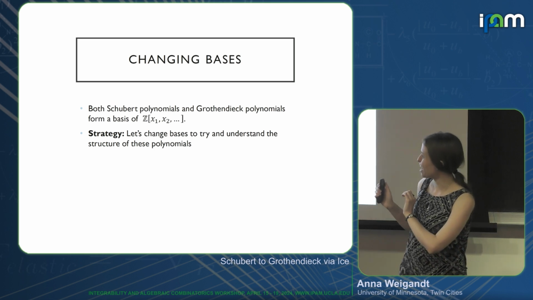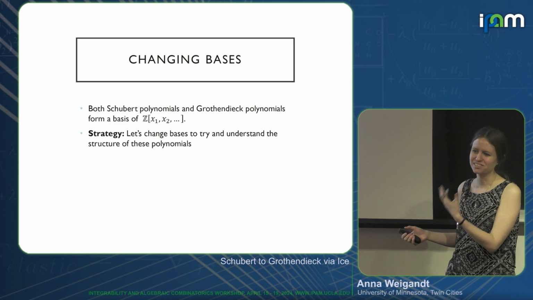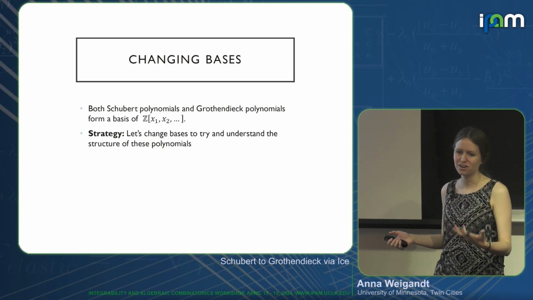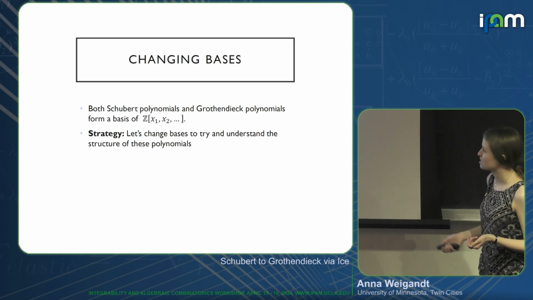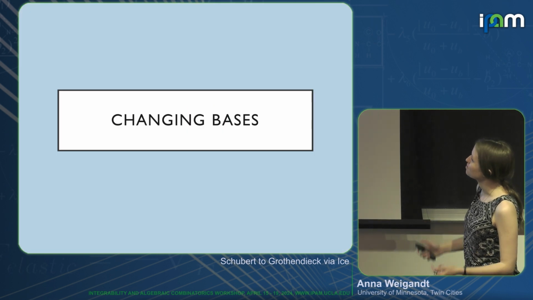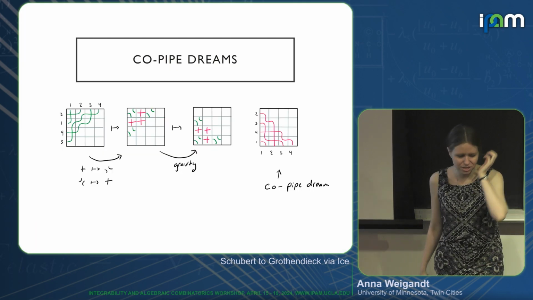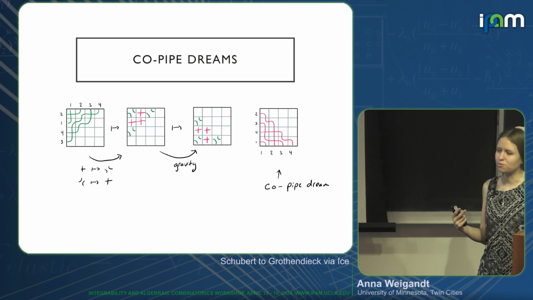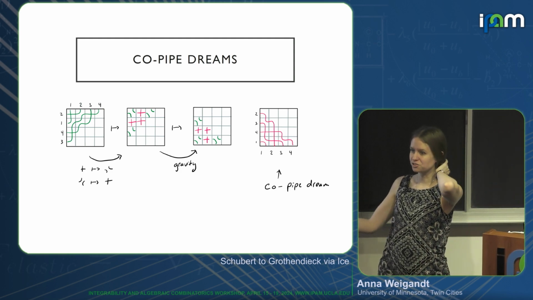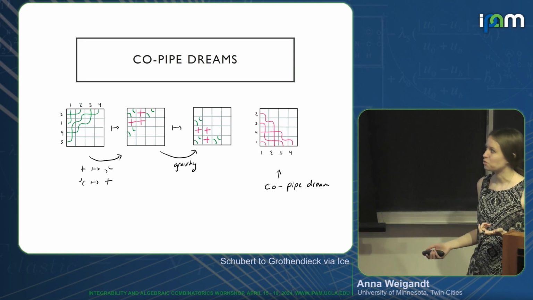So I'm not claiming any progress in any of these circle of problems, but this is just an initial step at trying to better understand these supports. And that's some of the motivation. Okay, so we're going to change some bases. The first two formulas I'm going to tell you go Grothendieck to Schubert and Schubert to Grothendieck. These are due to Lenart and Lascoux.